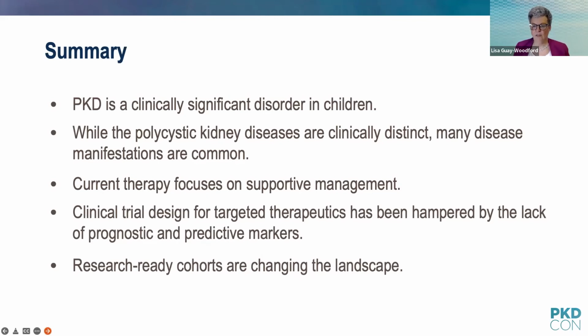Clinical trial design for therapeutic targets has until recently been hampered by the lack of prognostic and predictive markers. With the development of databases, we're having more information about prognostic and predictive markers, and we have started clinical trials that will look at not just the safety and the tolerability, but the efficacy of these directed agents in slowing the disease progression. Right now, we're just focused on the kidney, but the liver, particularly in ARPKD, will follow along. And so I think that's very encouraging, and that our research-ready cohorts are part of the reason that this landscape is changing.